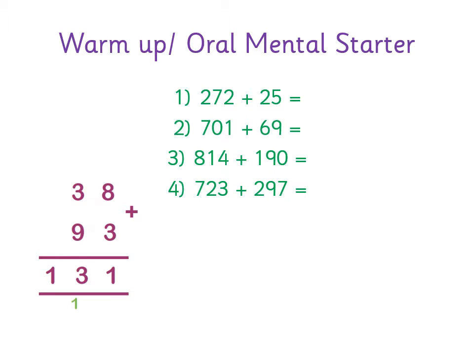So Lucy, this is your warm-up and your oral mental starter. I'd like you to use the column method to add up these four sums. So remember, this is your tens and this is your ones, and you always start with the lowest value. So 8 add 3 is 11, and I carry my 1 there. Then 3 add 9, which is 12, add on my extra 1, and that gives me 13. So my full answer to 38 plus 93 is 131. Can you have a go at the four questions now, please?